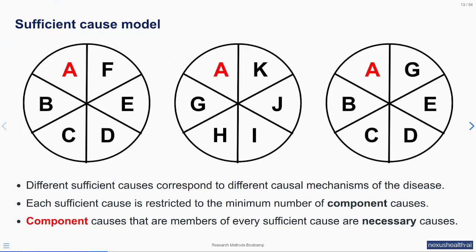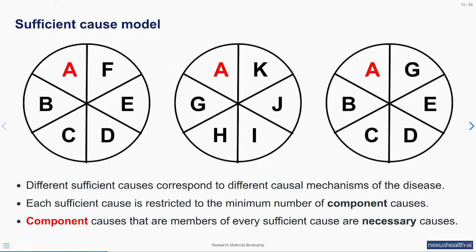But since each of these three circles represent three different individuals, we may now discover that there are different factors that also are component causes. So the first circle may have a set of component causes that include things like immunosuppression and so on and so forth, right? That has predisposed them to developing tuberculosis.